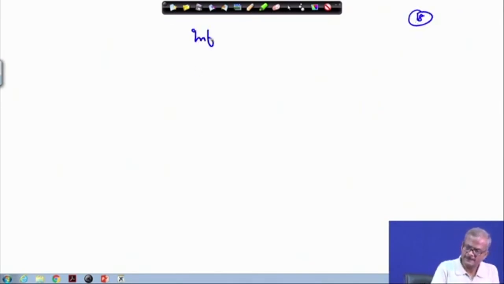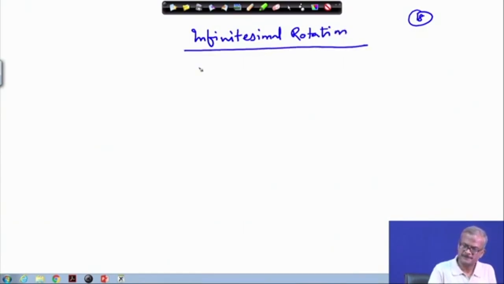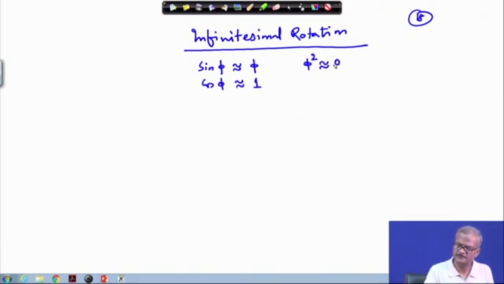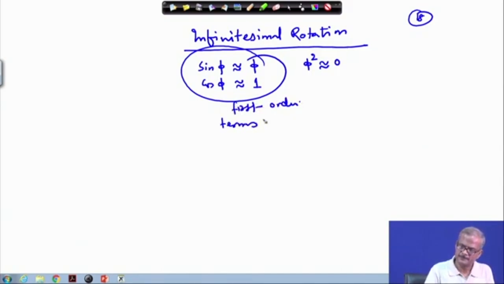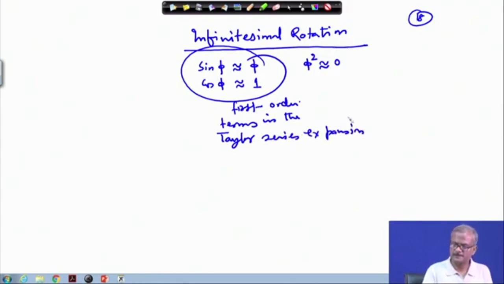That is about the infinitesimal rotation. This implies that in these cases sin phi can be approximated as phi and cos phi can be approximated as 1. And if we have the phi square term, this is approximated as 0. It means only the first order terms in the Taylor series expansion are considered, and we delete the higher order terms.